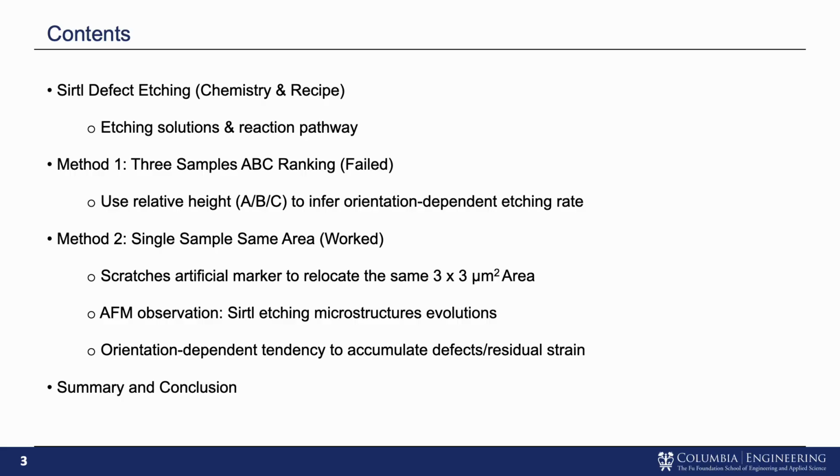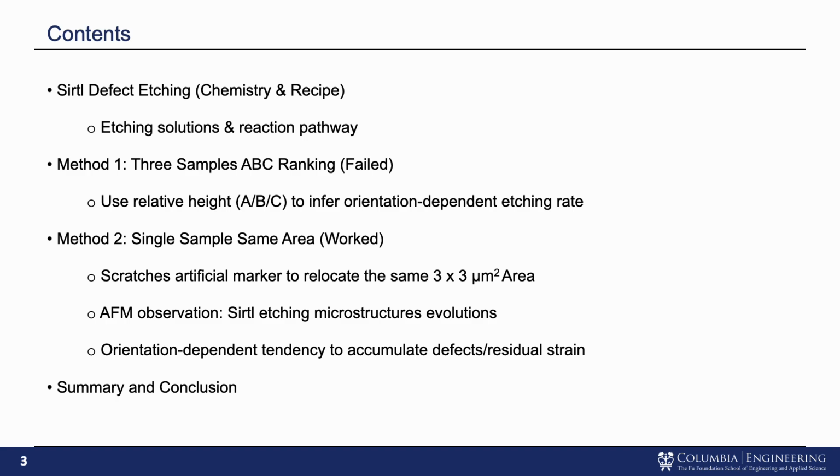Here is the outline of today's presentation. I'll first briefly introduce Secco etching. Then I'll discuss two different approaches to analyze etching behavior. The first is a 3-sample ABC ranking method, which attempts to infer orientation-dependent etching rates from relative height differences. However, it turns out to be unreliable.